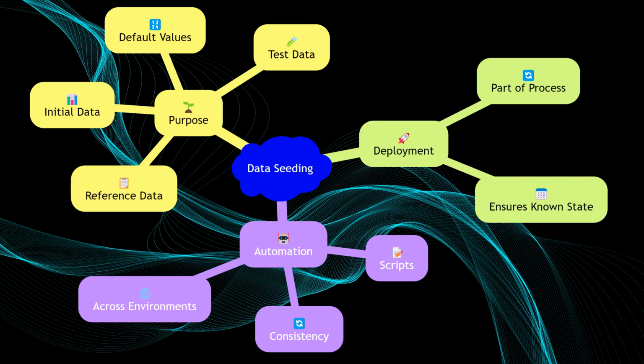Data seeding involves populating the database with initial data required for the application to function correctly. This can include reference data, test data, and default values. Data seeding is often performed as part of the deployment process to ensure that the database is in a known state. Automation scripts can be used to seed the database with the necessary data, ensuring consistency across different environments.